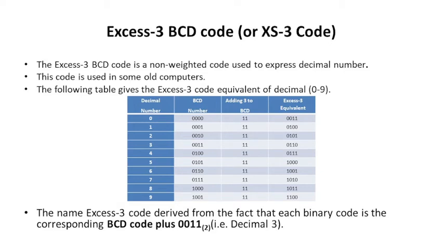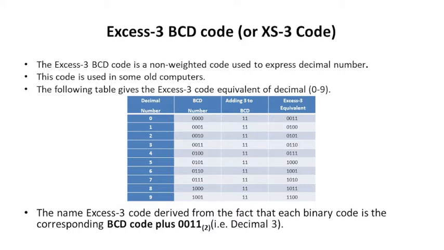Next heading, XS3 BCD code or XS3 code. XS3 BCD code is a non-weighted code used to express decimal numbers. This code is used in some old computers. The following table gives the XS3 equivalent of the decimals from 0 to 9. What we have to do is just add 3 to the BCD number.